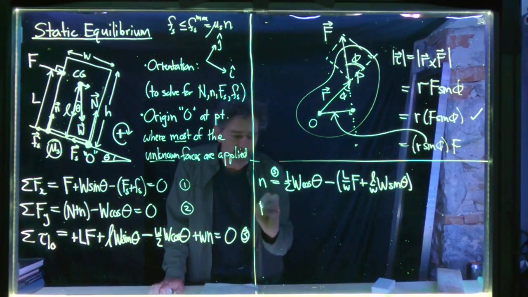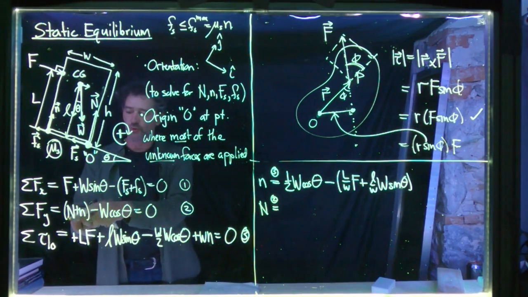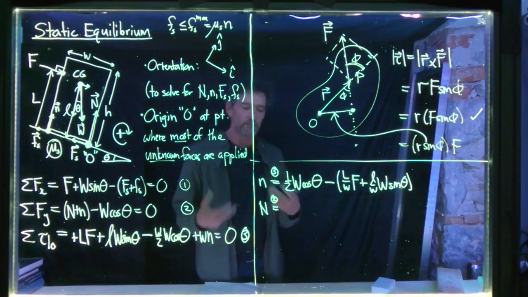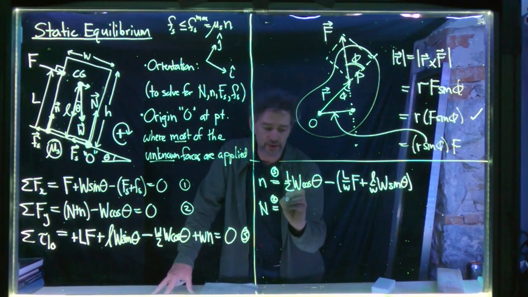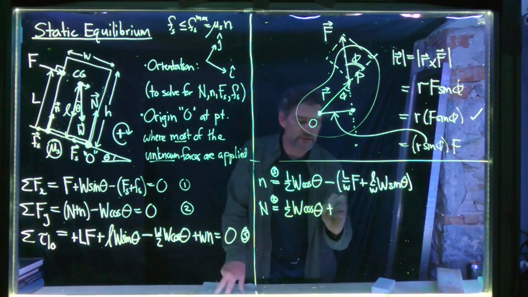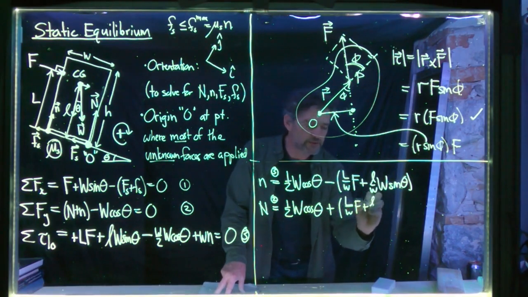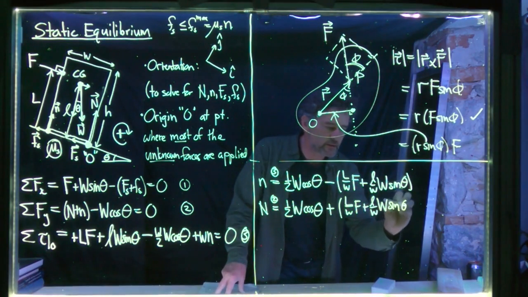And then big N, we can just use equation number 2. So big N is equal to W cos theta minus little n. So big N is W cos theta minus this. W cos theta minus 1/2 W cos theta is positive 1/2 weight times cos theta. And then minus minus is plus this same thing: L over little W times F, plus little L over little W times big W times sine theta.